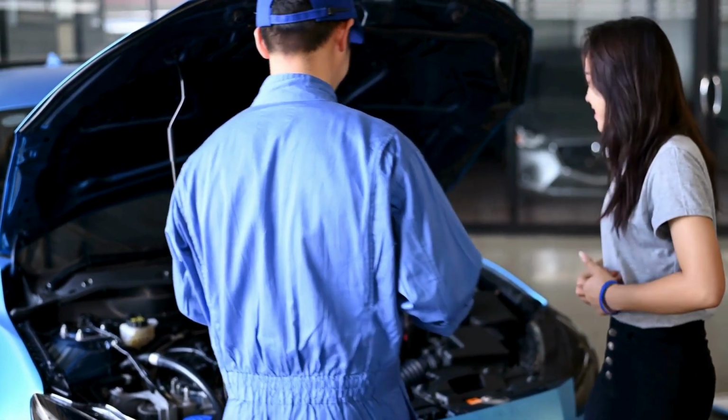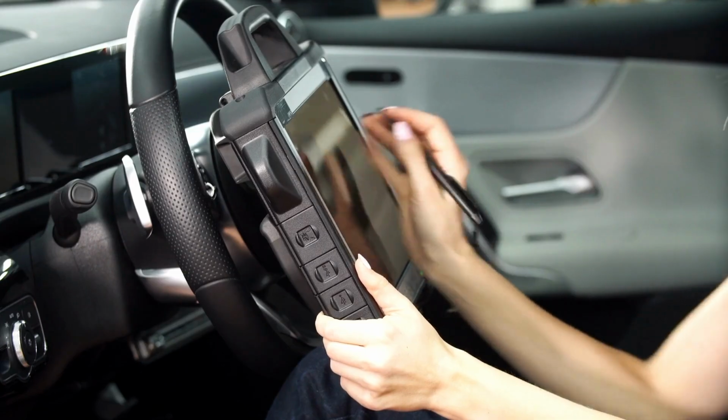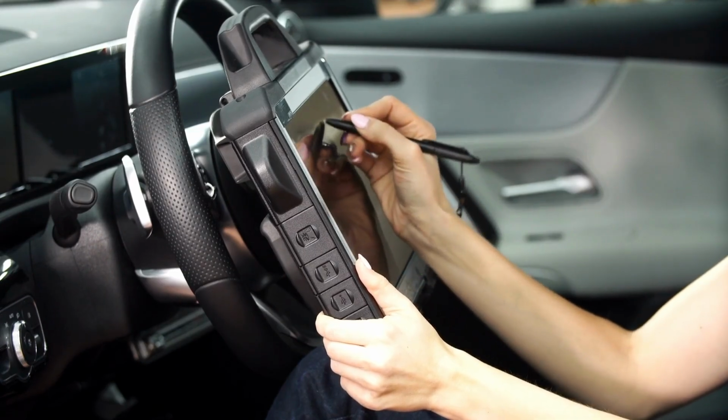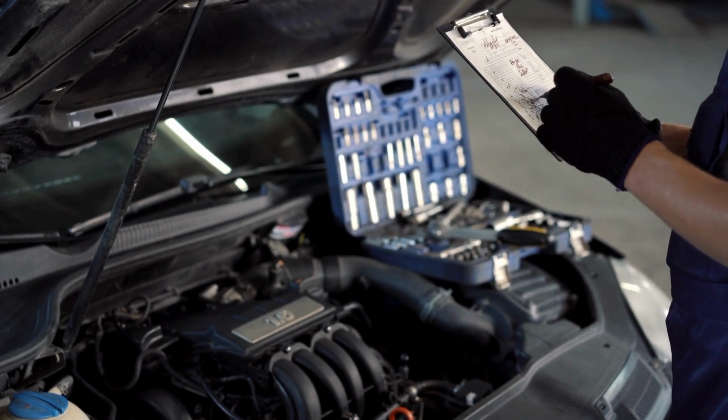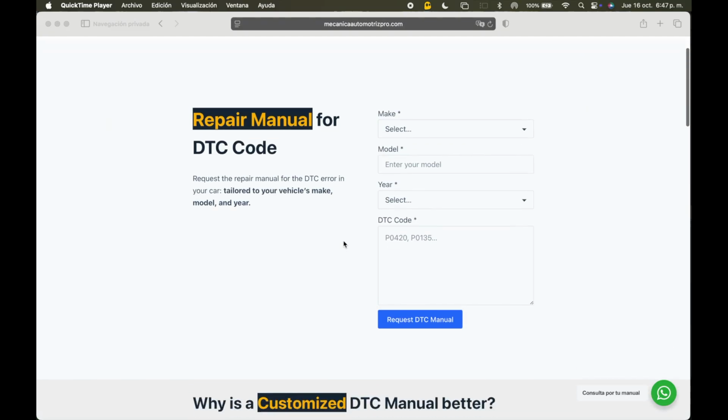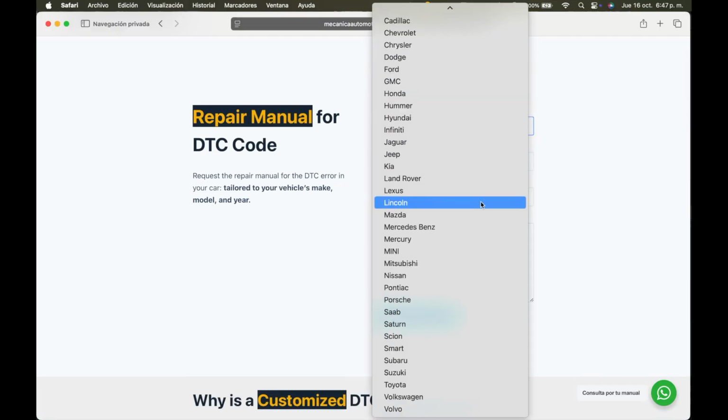What are the symptoms of a P0002 fault? Loss of power during acceleration. Difficulty starting the engine. Excessive fuel consumption. Rough or unstable idling. Engine jerking when accelerating. Cylinder misfire. Important, the solution for this DTC varies by vehicle.